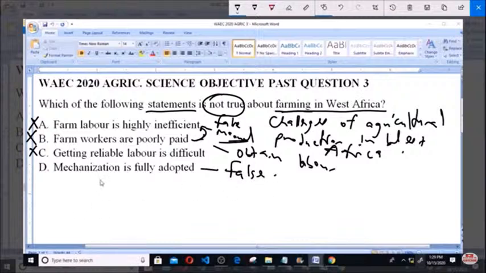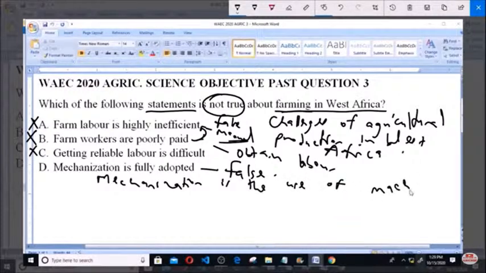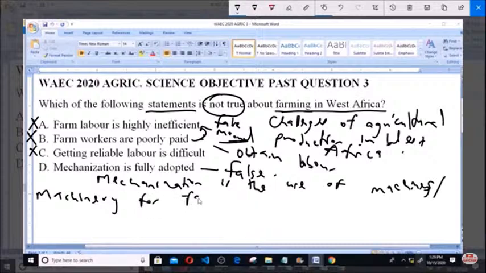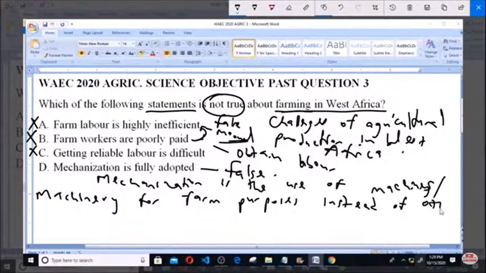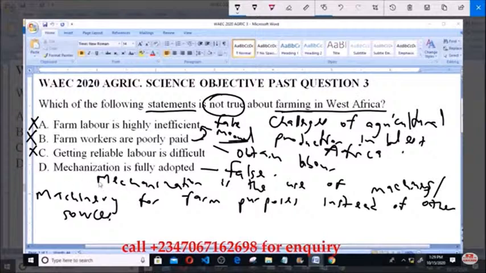Okay. Now mechanization refers to the use of machines or machinery for farm purposes instead of other sources such as manual labor. Now in West Africa, mechanization is not fully adopted.